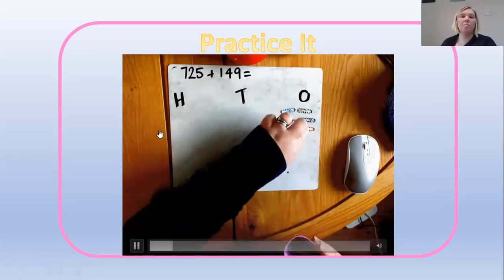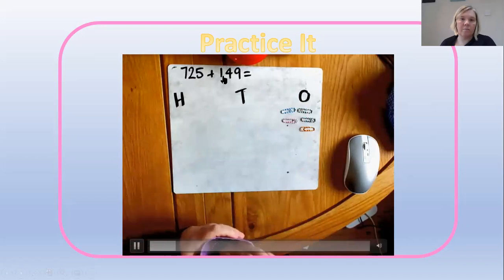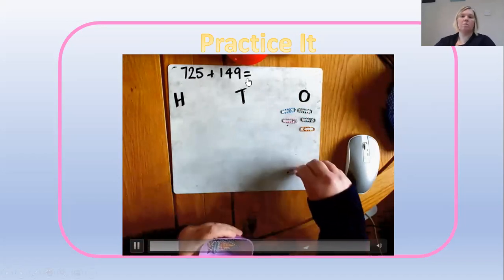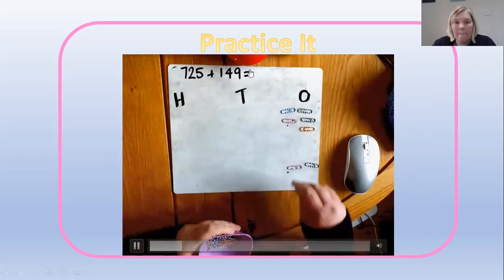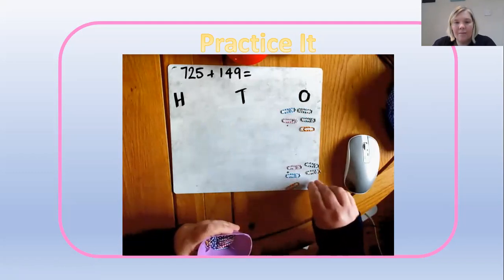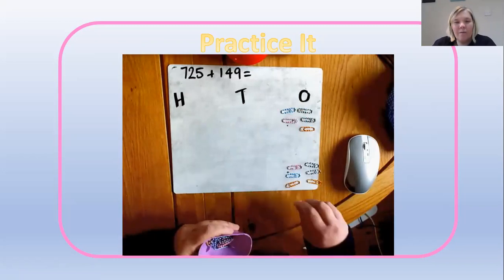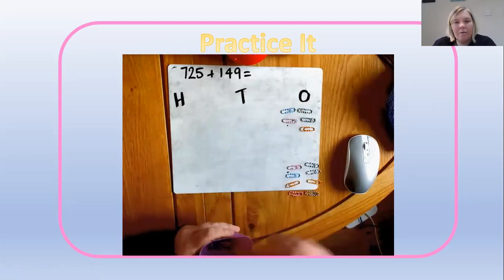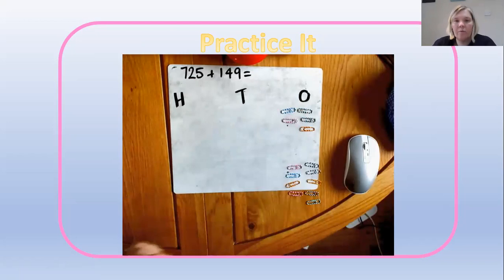And then how many ones do I need for my second number? Well, I need 9 ones. They were trickier than I thought as well. I thought it'd be easier with paper clips, but they're a bit trickier to lay out properly. So I've got my 9.